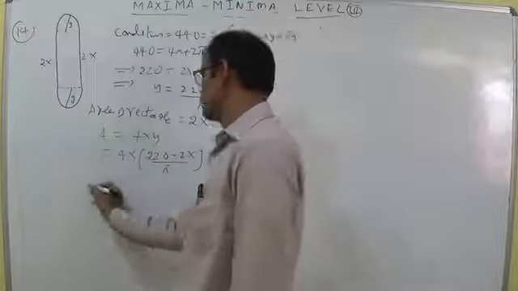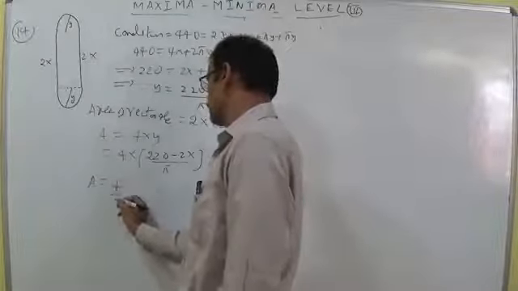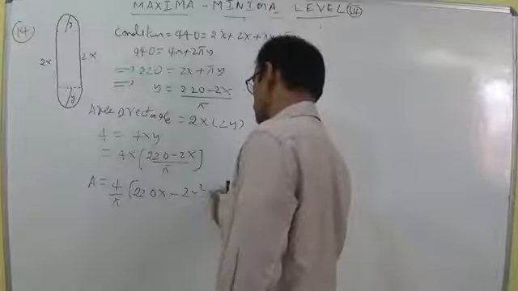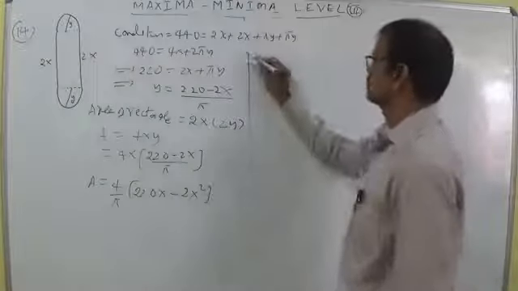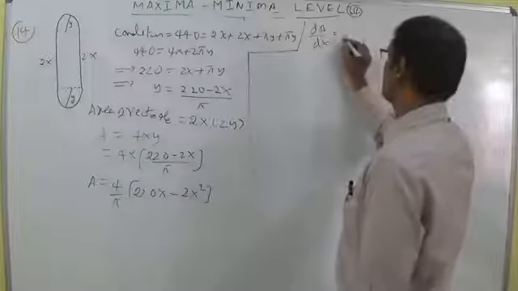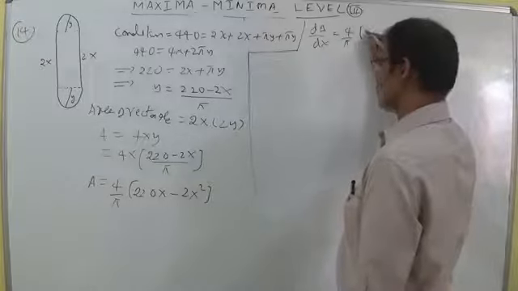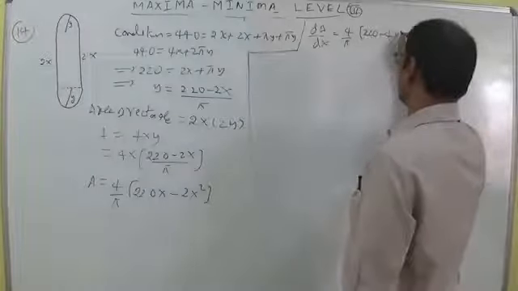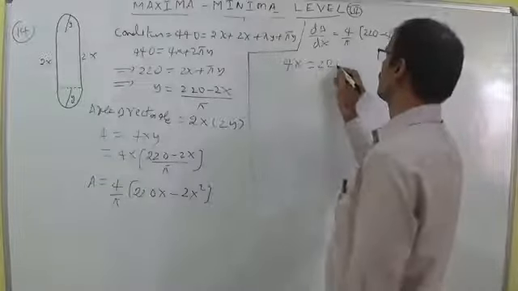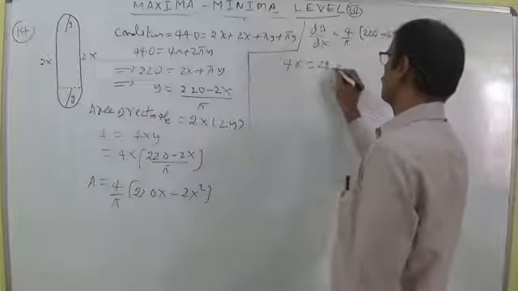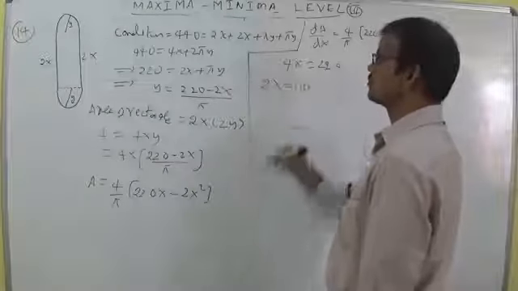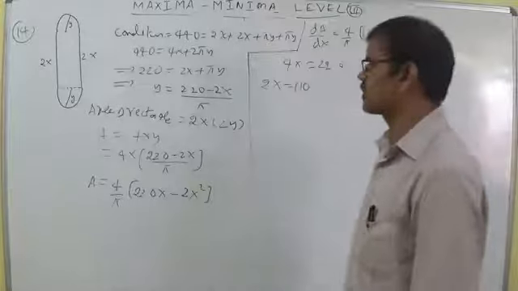So A is equal to 4 by pi into (220x minus 2x squared). To find whether the area is minimum or maximum, take dA by dx. dA by dx is equal to 4 by pi into (220 minus 4x), equal to 0. So 4x is equal to 220. Then x is equal to 55, so 2x is equal to 110. The length of the rectangle we got is 110.